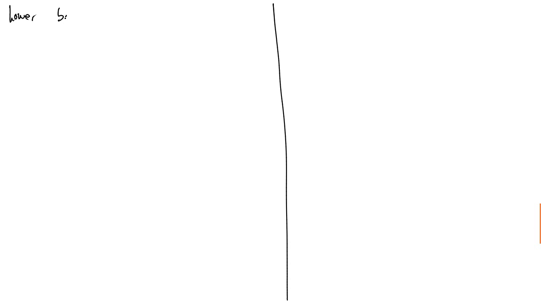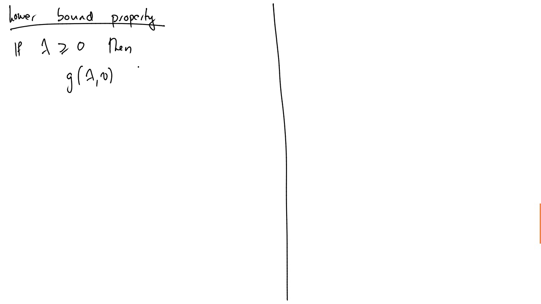Well, it turns out that our Lagrange dual actually gives us a lower bound on the optimum of the original optimization problem. So if lambda is greater than or equal to 0, for all the lambda dual variables, not the nu ones, just the lambda ones, then g of lambda, nu is less than or equal to p star, where p star equals f naught of x star is the optimal value of the original problem.